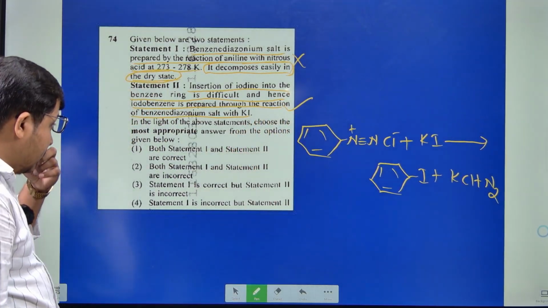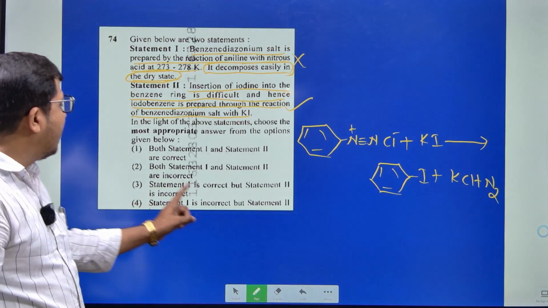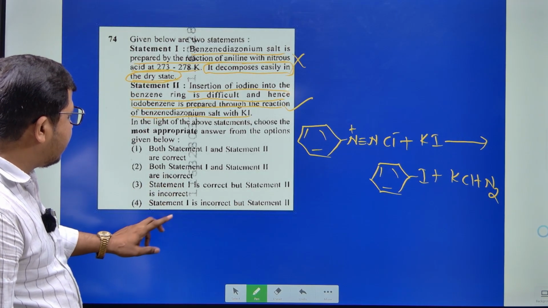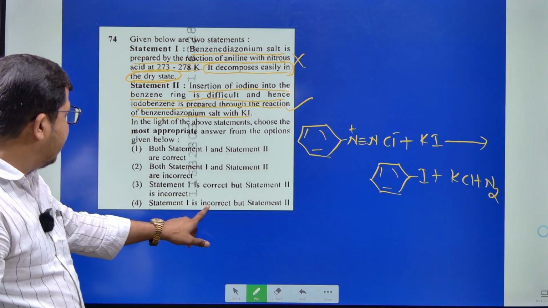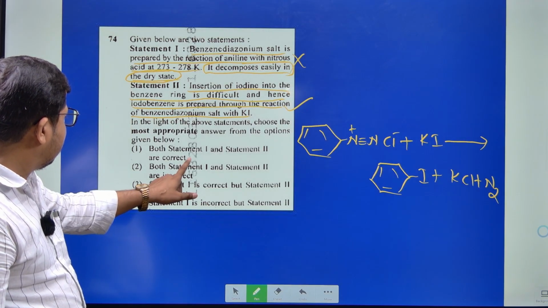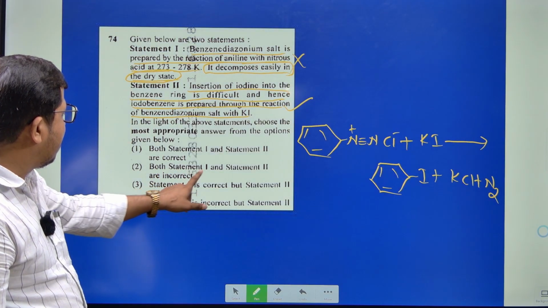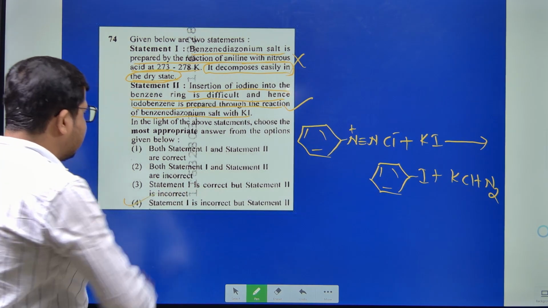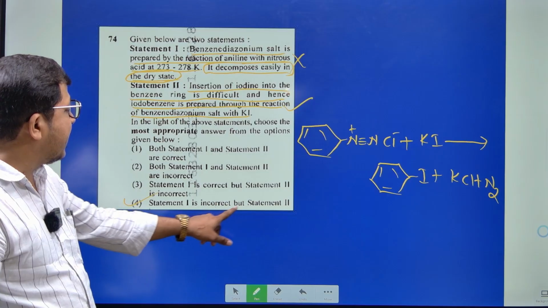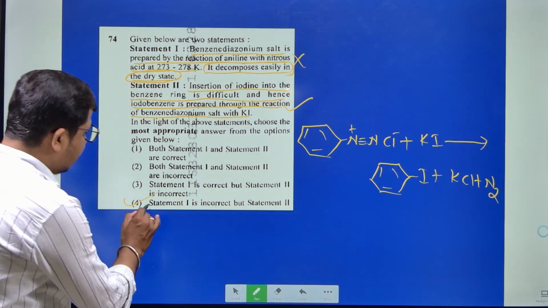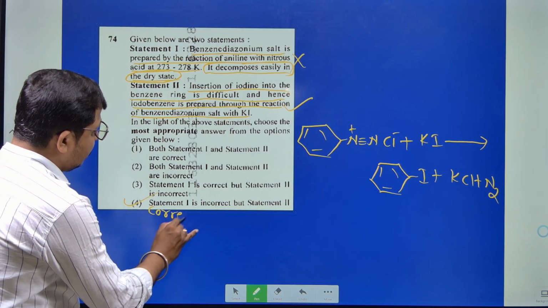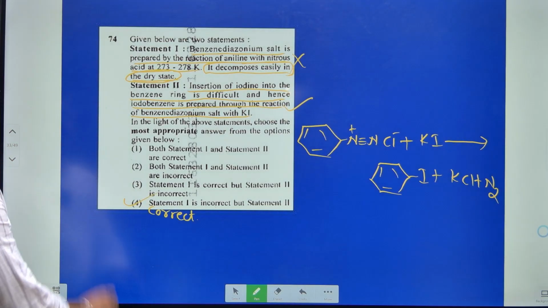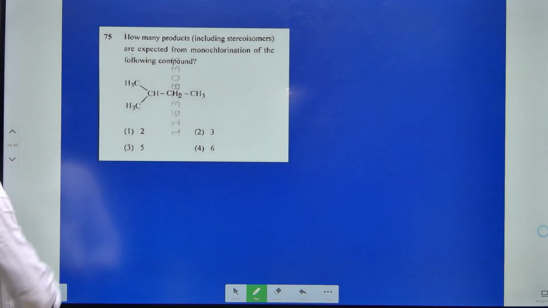Therefore, the right option is the last option, that is the fourth one: statement 1 is incorrect and statement 2 is correct. Okay, next question number 75.